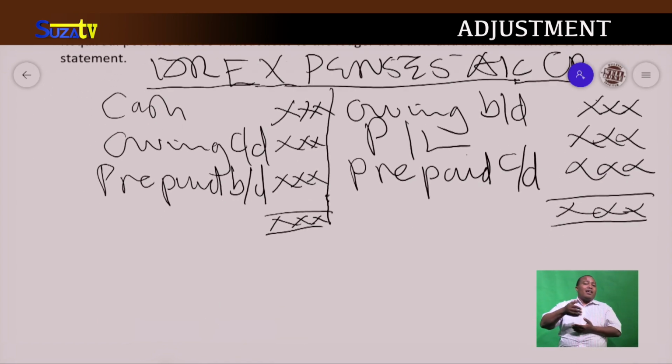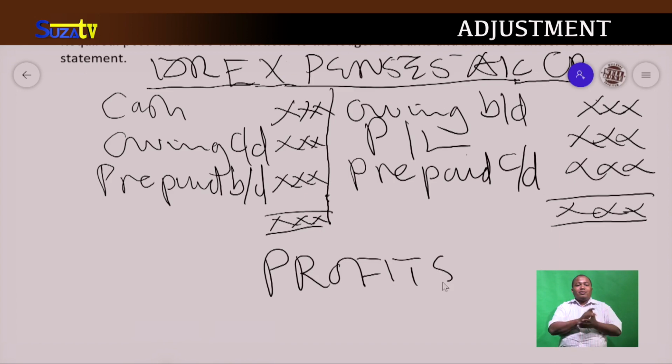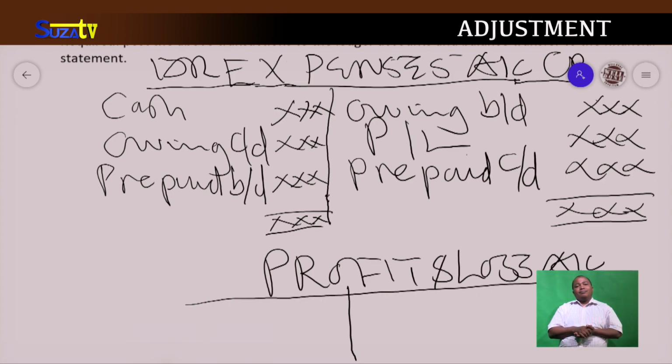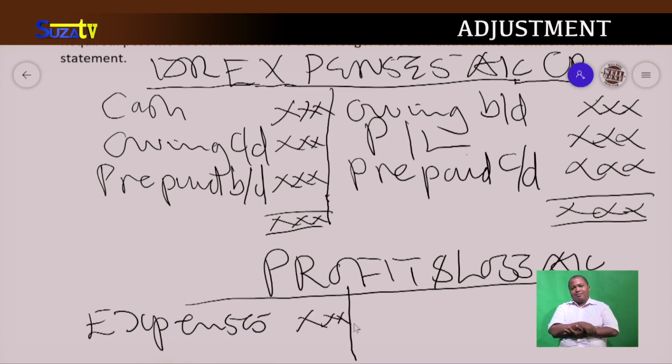Then you open profit and loss account. You receive from expenses account. You put it on a debit side. Say that expenses is here. How much? Shillings X. Have you understood it? Okay.